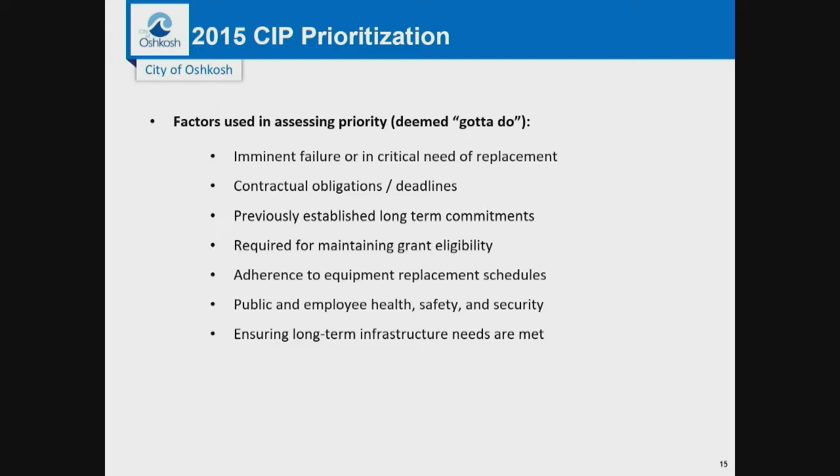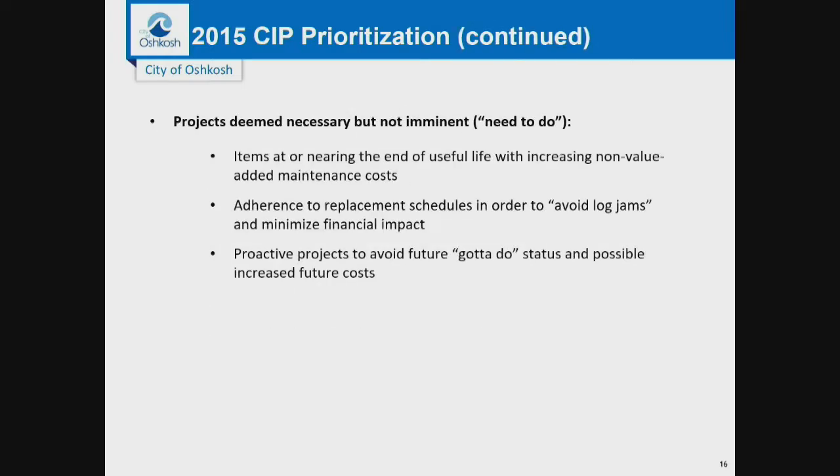Other items, public and employee health, safety, and security. When you're serving the citizens of Oshkosh, this is always an important criteria and part of the prioritization and the gotta do. And finally, ensuring long-term infrastructure needs are met. And then we have the next category, step down, need to do. Items nearing the end of useful life with increasing non-value added maintenance. Adherence to replacement schedules in order to avoid log jams, and proactive projects to avoid gotta do status. You said afford. Oh, excuse me. Yeah, to avoid.